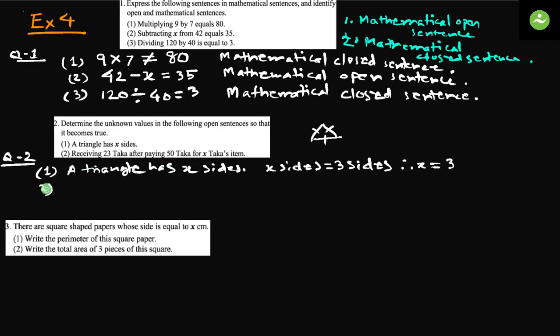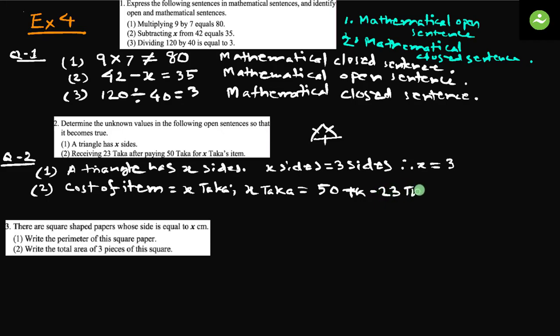Now bracket number 2. Receive 23 taka after paying 50 taka for x taka's item. X taka's item means the cost of the item is x taka. So the cost of the item is x taka. X taka equals to 50 taka minus 23 taka equals to 27 taka. So x taka equals to 27 taka.